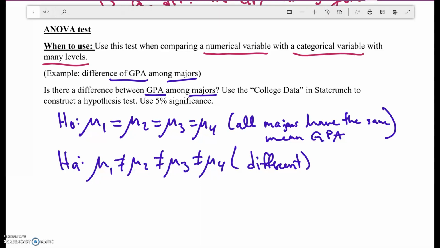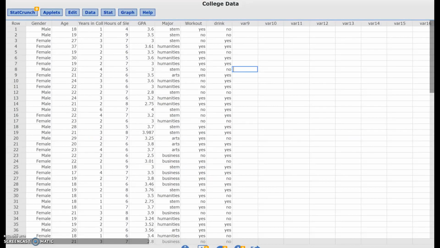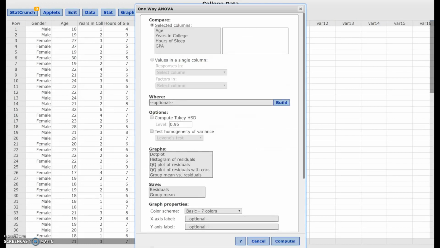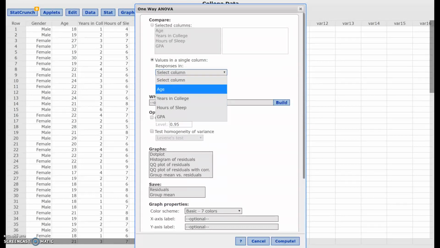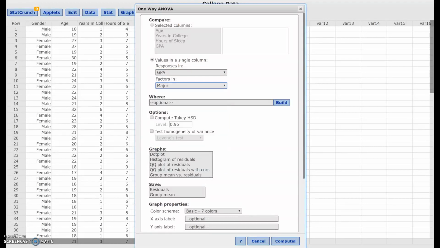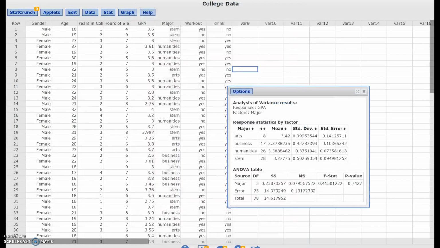Now what we're going to do is very simple. We're going to click on Stat, then go down to ANOVA and click One Way. Here we're going to click on values in a single column. We're going to choose our GPA, and the categorical variable that we're looking at is major. Now we're going to click on Compute, and it'll tell us what our means are. These are all my individual means for all of my individual majors. You can see that there really isn't a difference between all of them.